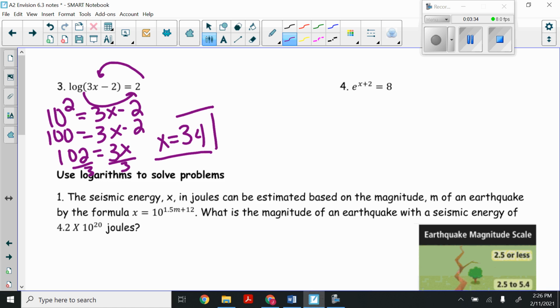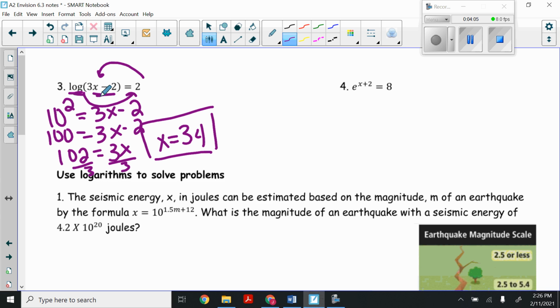Okay. I do need to check and make sure that, since I started out the problem with the logarithm, I'm not going to end up taking the log of a negative number and it being extraneous. So 3 times 34 minus 2 is going to give me a positive number, so I don't have to worry about that. Just remember, if I plugged it back in and it ended up being negative, I can't take the log of a negative number, so it would be undefined, no solution.